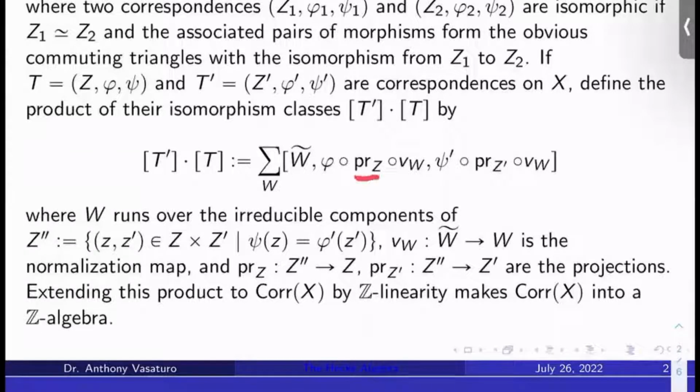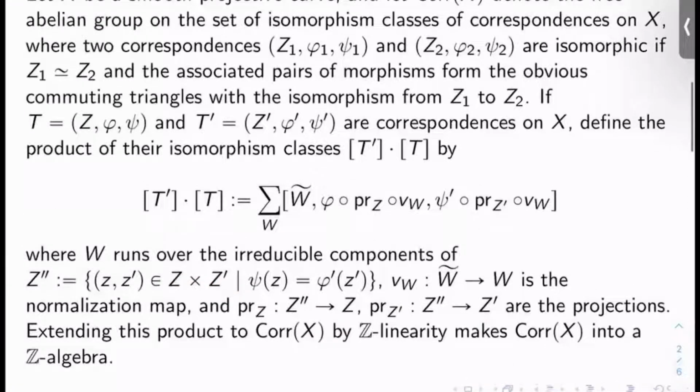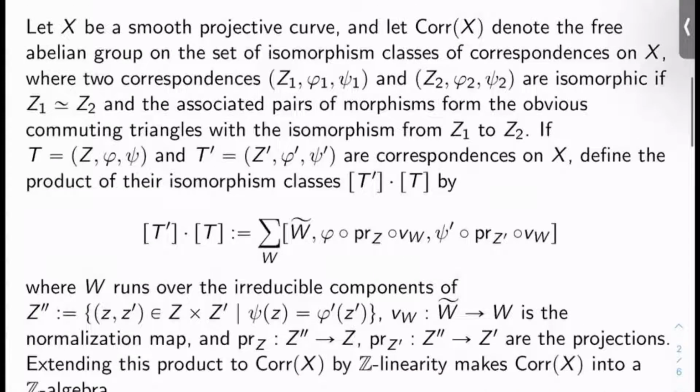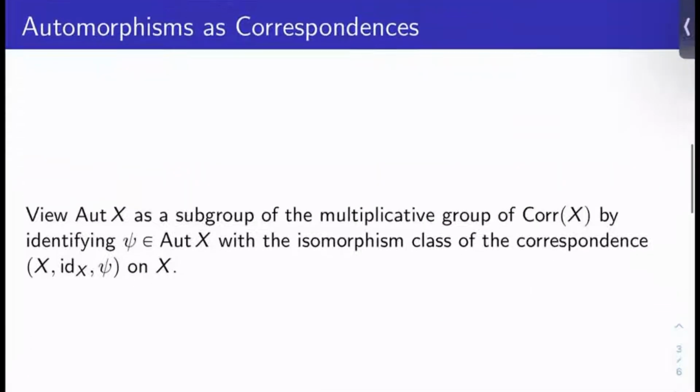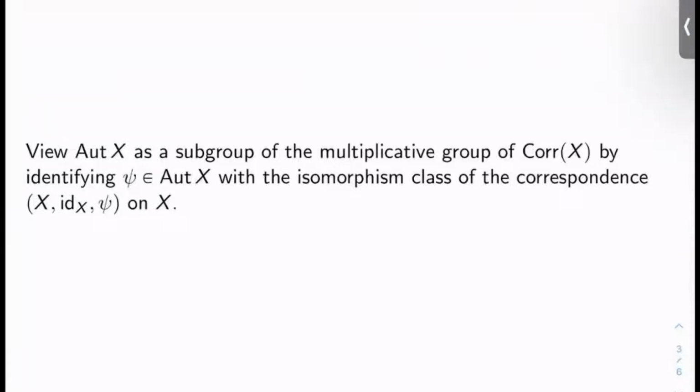And then these pi_Z and pi_Z' maps are projections like you might have thought they were. So pi_Z is just the map from Z'' to Z, and pi_Z' is just the map from Z'' to Z'. Okay, so those are just the projections on the product here. Now you can extend this product to Cor(X) just by Z-linearity. And so the upshot of this entire discussion is that Cor(X) is a Z algebra, not merely just an abelian group. So to recap, the set of all isomorphism classes of correspondences on a smooth projective curve is a Z algebra.